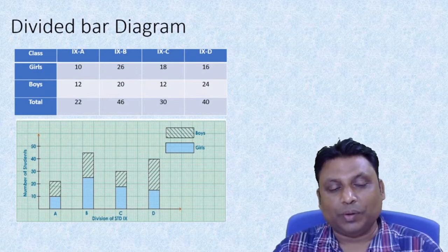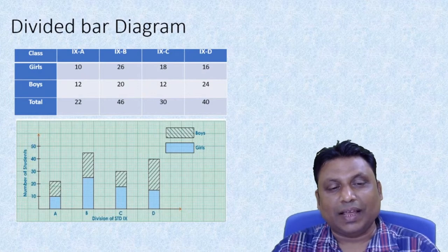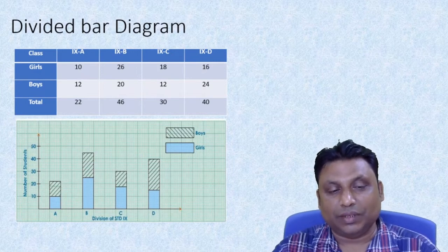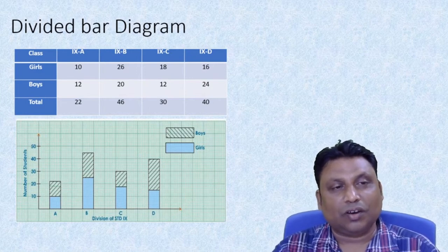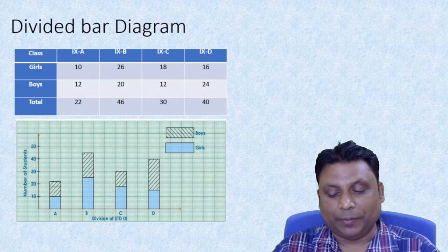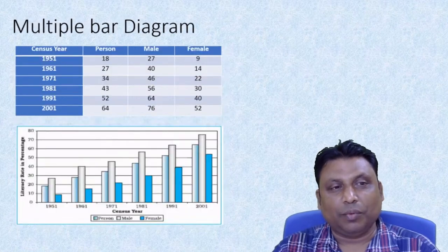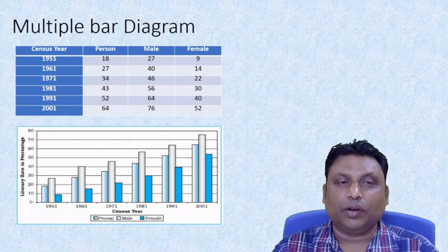So in here what happened, when you are taking this diagram, at that time you have to mention footnotes. You have to say that boys means this bar column, and girls means this bar column, this color. So you have to put that in here, and this type of diagram is called a divided bar diagram. And another one is the multiple bar diagram. If more than two data are given, then this is called the multiple bar diagram.